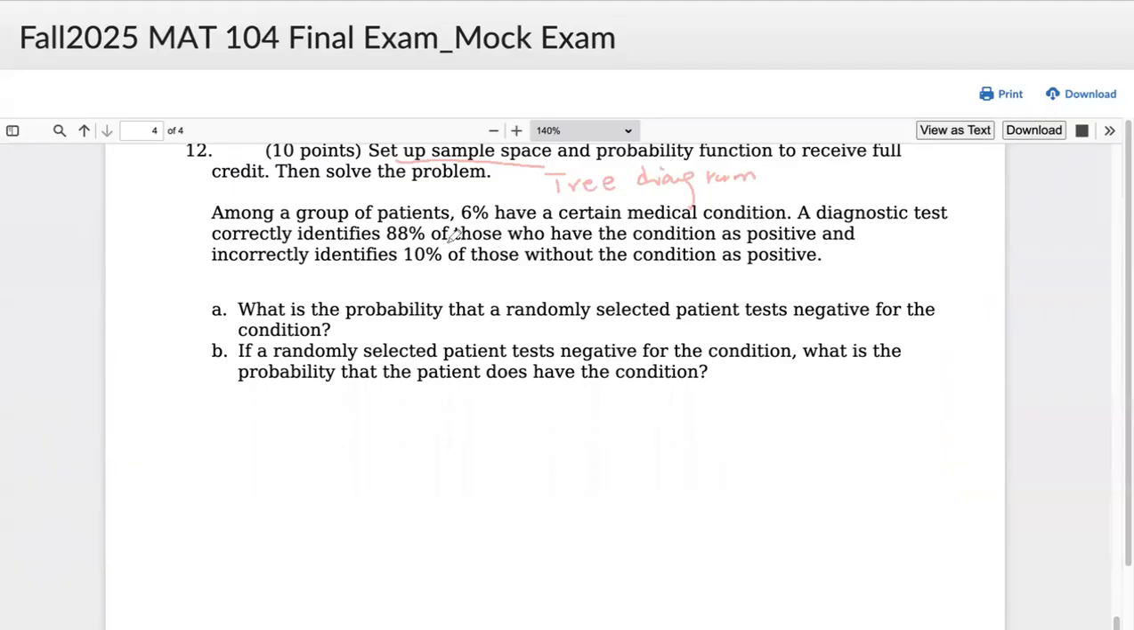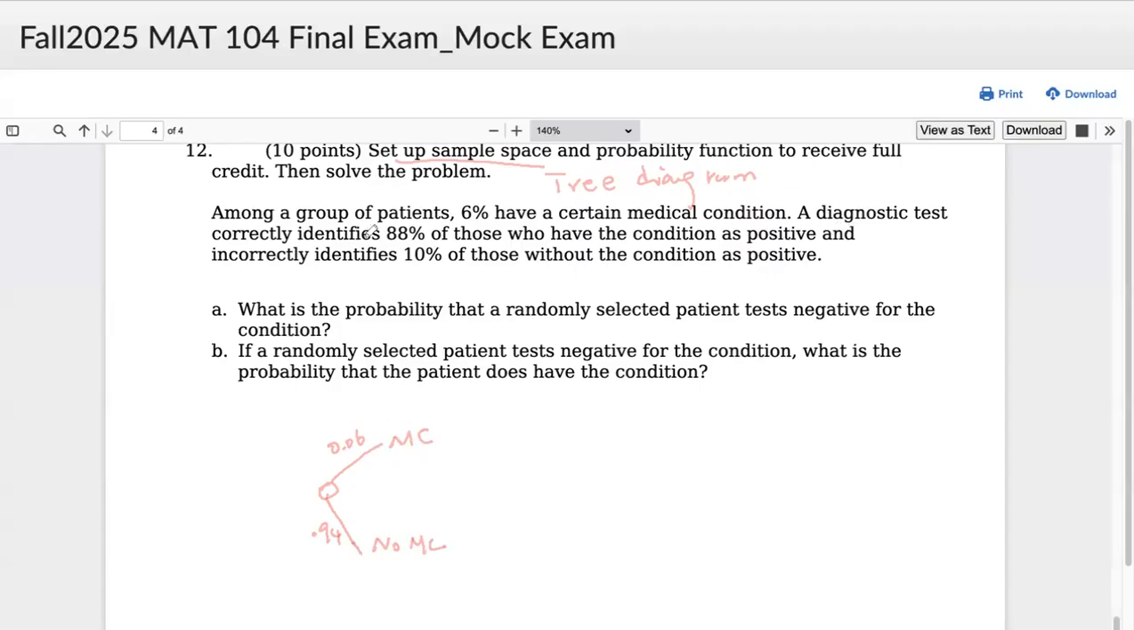Among a group of patients, 6% have certain medical conditions. So 6%, 0.06, has some medical conditions. And then 0.94 have no medical conditions. This always adds up to be 100%, which is 1.